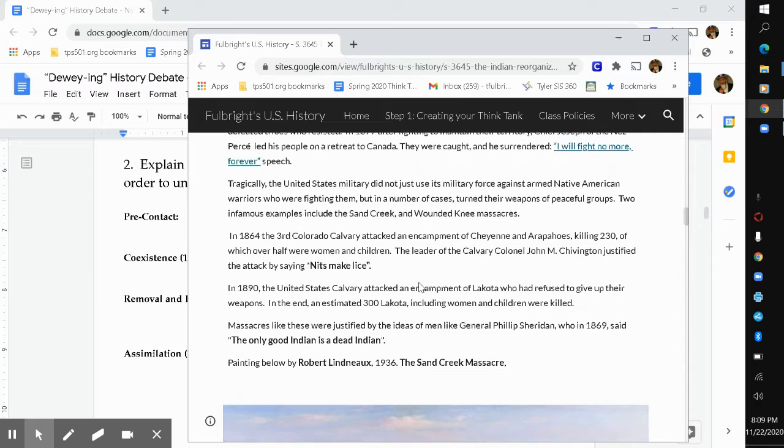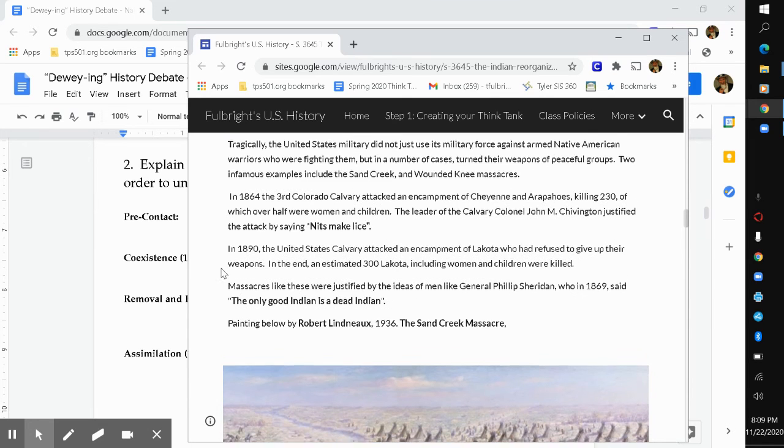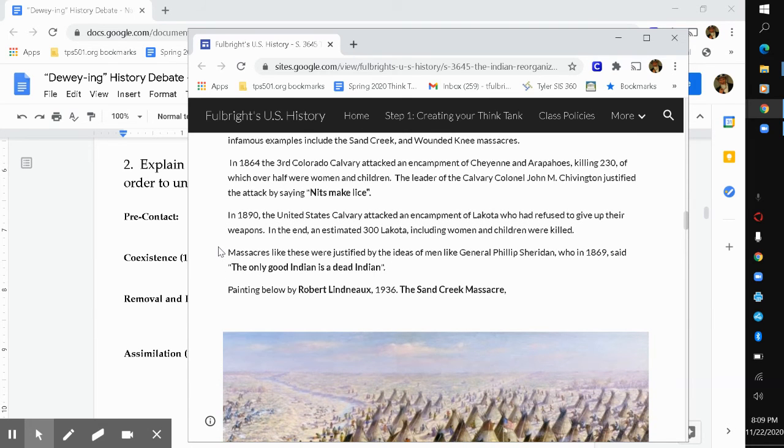In 1890, the United States cavalry attacked an encampment of Lakota who had refused to give up their weapons. In the end, an estimated 300 Lakota, including women and children, were killed. Massacres like these were justified by the ideas of men like General Philip Sheridan, who in 1869 said, "The only good Indian is a dead Indian."